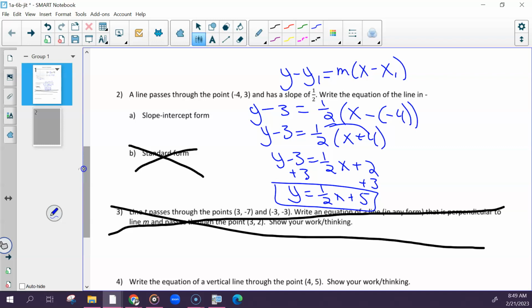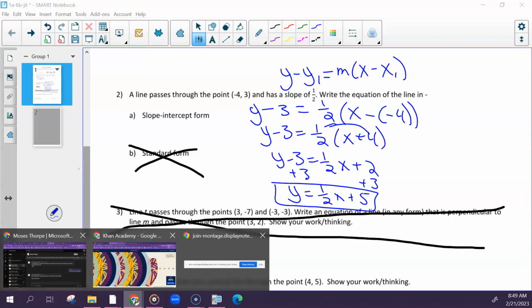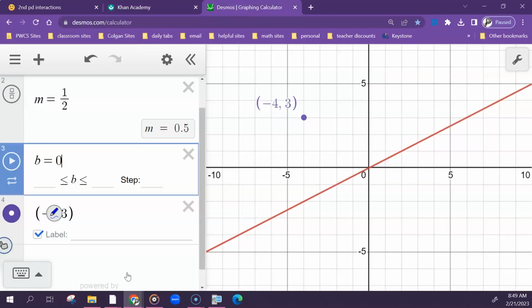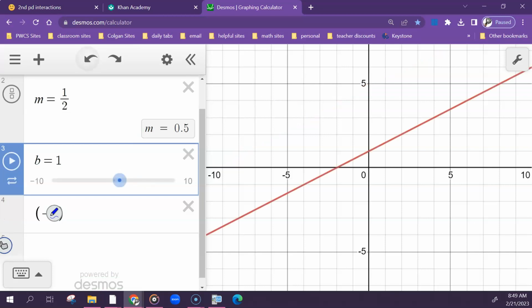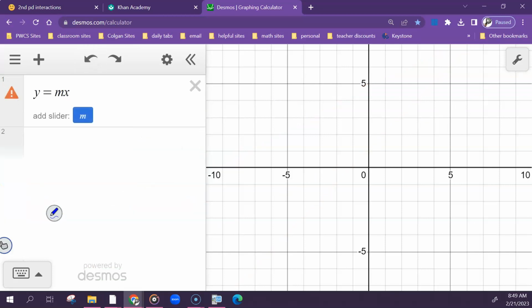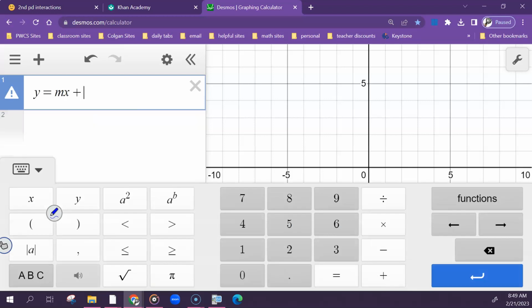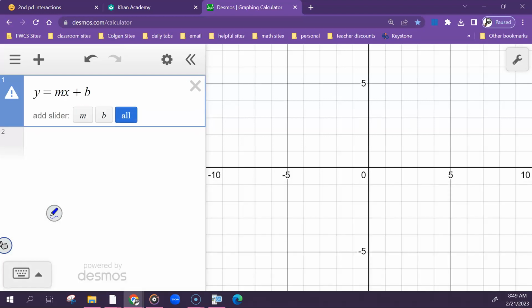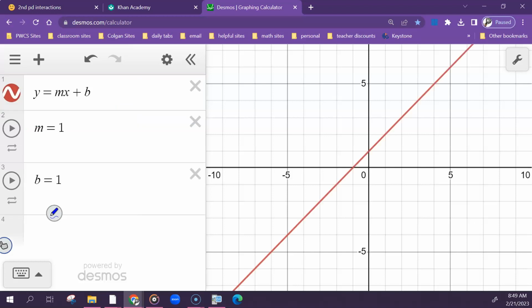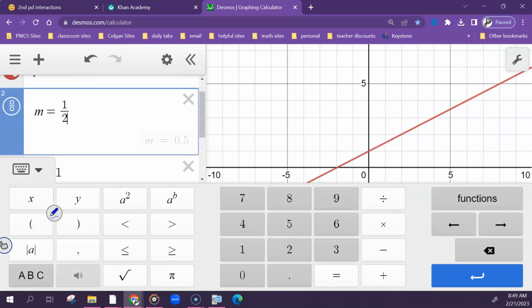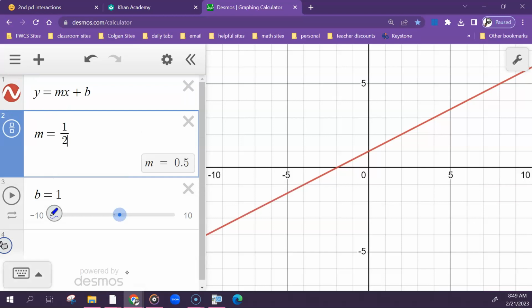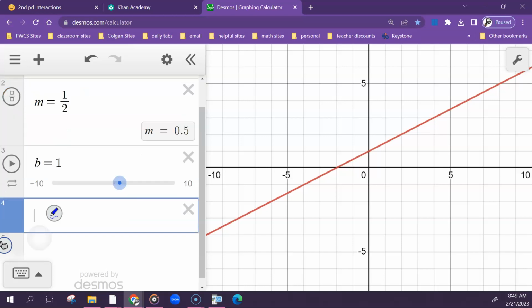Before we do number 4, I'm going to show you how you could have done this in Desmos. Okay, so I'm going to start off by typing in our line equation. When you do that and everything is lowercase, it's going to ask you, do you want to add sliders? You can hit all. You know what the slope was because it was given to you, so you can go ahead and change that. The issue is we don't know what the y-intercept is, but we do know that it went through the point -4, 3. So I'm going to type in that point.